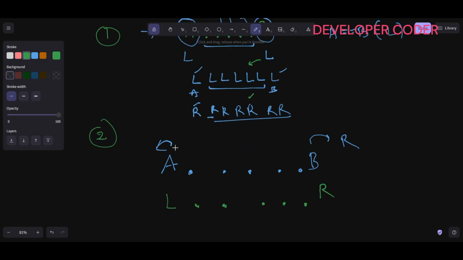This is the second case, when this is L and when this is R, okay. So there is no impact here, okay. So nothing impact, no impacts here, right. So we don't need to make any changes, done, okay.